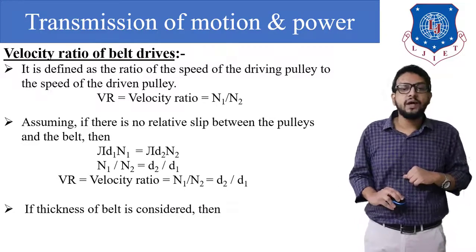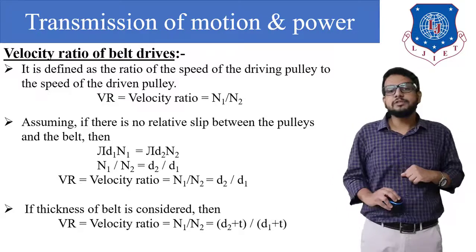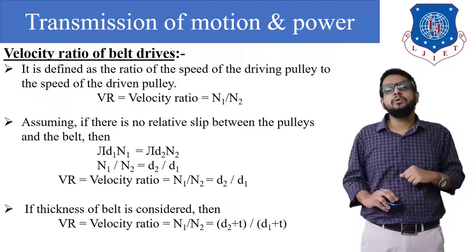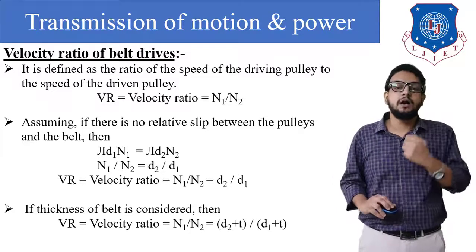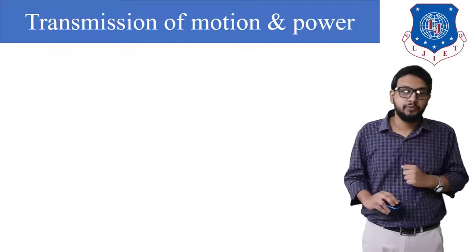Now if the thickness of the belt is considered, then we can write the velocity ratio N1 by N2 is equal to (d2 plus t) upon (d1 plus t).